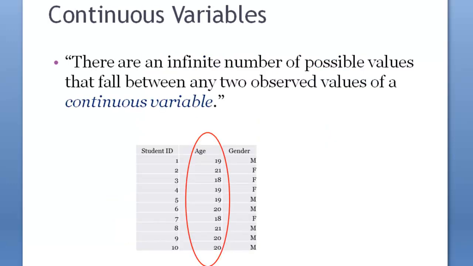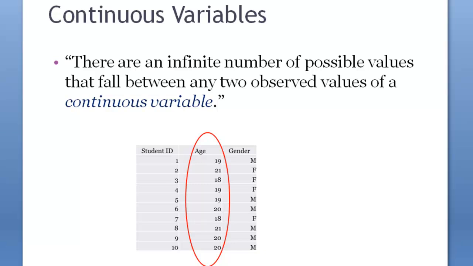What about age? Okay, you can be a 1-year-old, you can be 19 years old, you can be 21 years old, you can be 20 years old. Can you be 19 and a half years old? Yes, you can. How about 19 years, 3 months, 2 weeks, 3 days, and 20 hours old? Can you be that? Yes, you can.